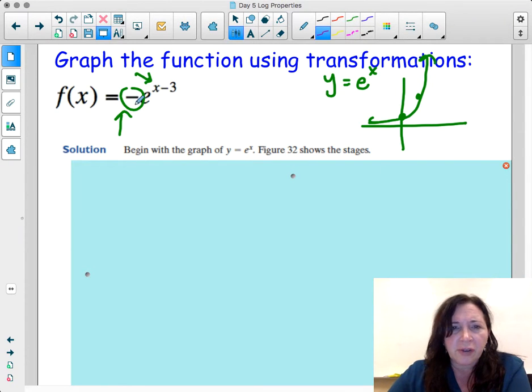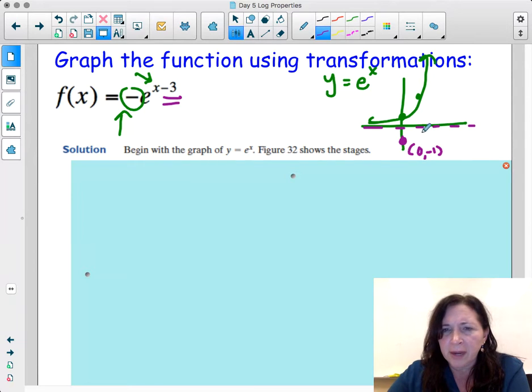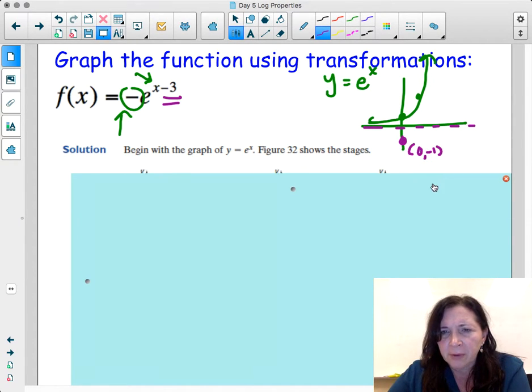So now we're going to reflect across the x-axis. And in doing that, here's my x-axis, right? So I'm going to reflect across that. So this is 0, 1. So now it's going to be 0, -1. And then this right here moves it to the right 3 places.